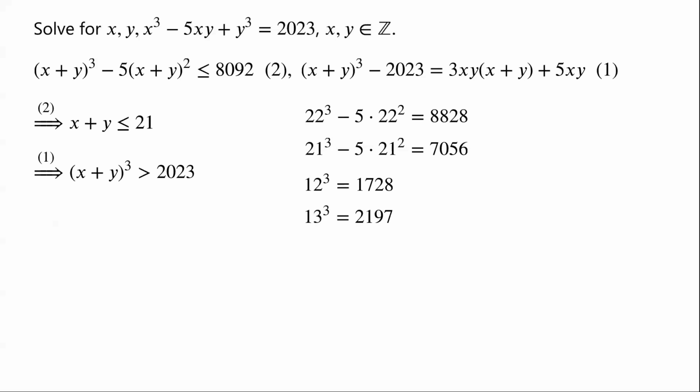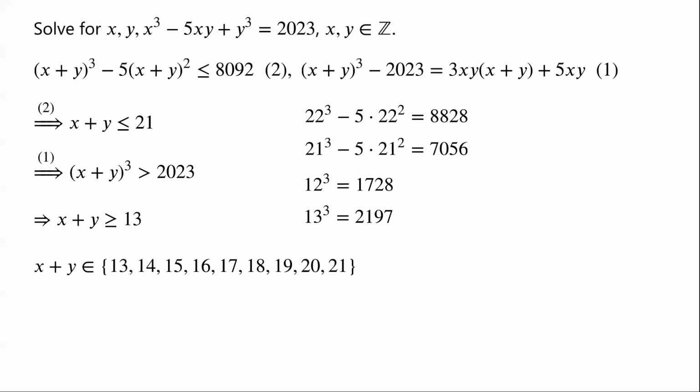and 13 cubed is 2197. Therefore, x plus y must be greater than or equal to 13. So x plus y can take values 13, 14, until 21. Substitute each of these values in equation 1, we find that only when x plus y equals 19, x times y is an integer, which is 78.